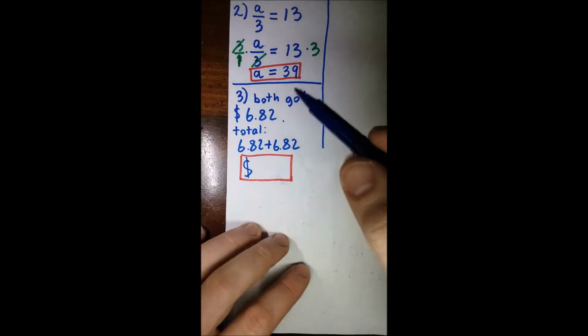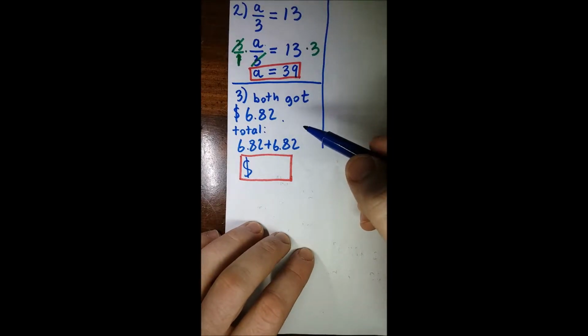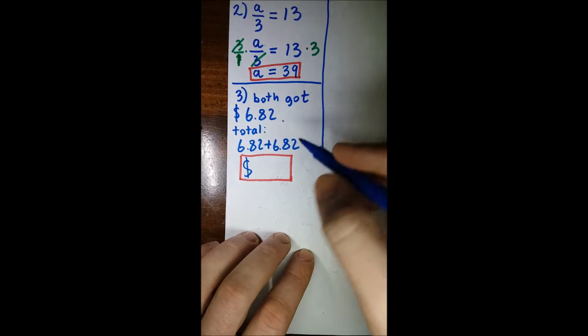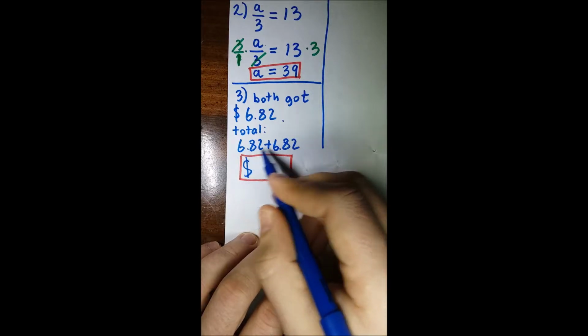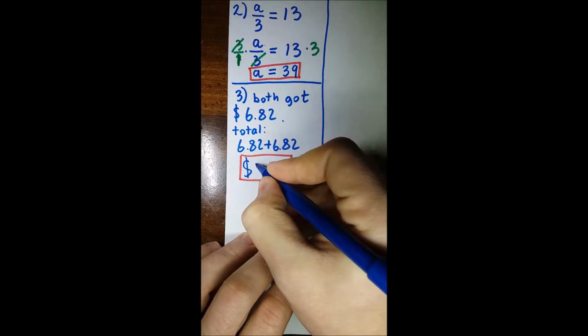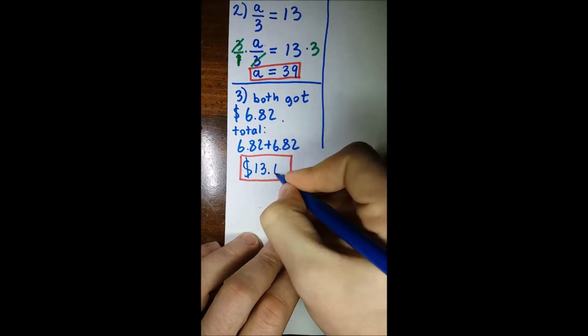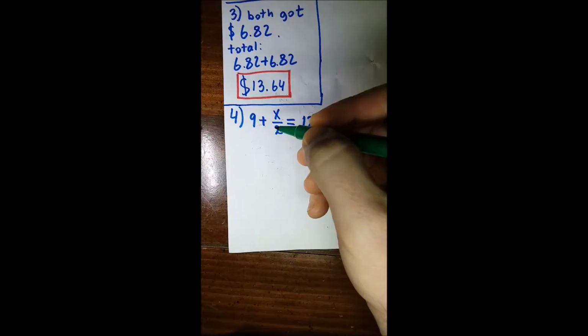Question 3. It talks about Willie and his best friend who found some money, the bird in the field. They split the money evenly, each getting $6.82. How much money did they find? It's a pretty much straightforward problem. 6.82 plus 6.82 equals 13.64. That's your answer. $13.64.